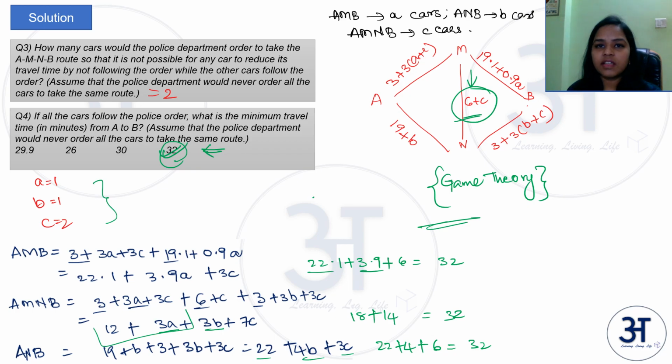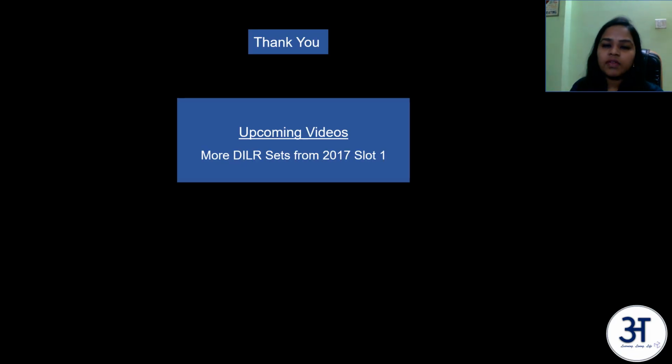So this brings me to the end of this set. In upcoming videos, we'll be looking at more sets from DILR 2017 CAT slot 1. I suggest that 2017 slot 1 and slot 2 are very good CAT sets, and they will give you the actual CAT level of DILR. So it is suggested for everyone to try this set at least once.